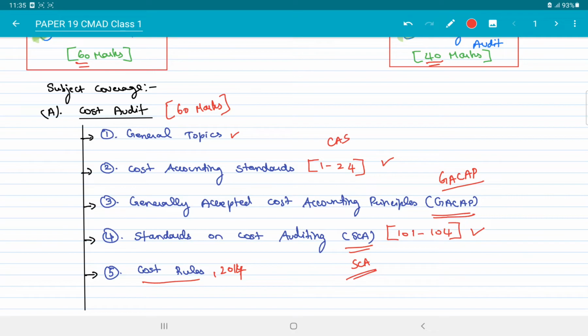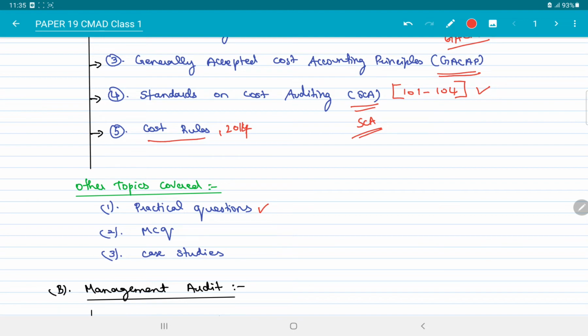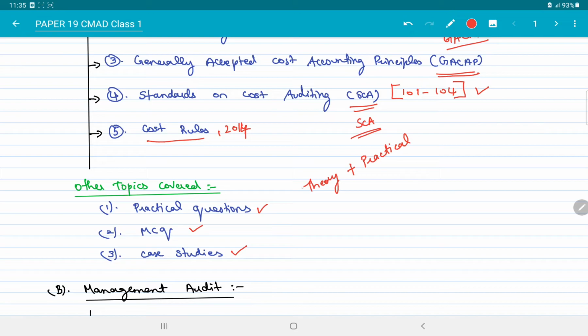Along with this, we will also be covering some practical questions as and when required. We are going to cover practical questions, MCQs, and case studies as well. So this paper is not only theory, it is theory plus practical. We are going to see practical questions along with the theory portion.